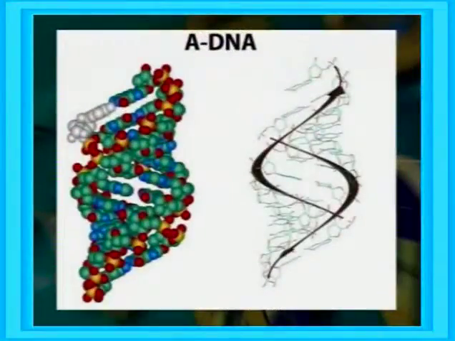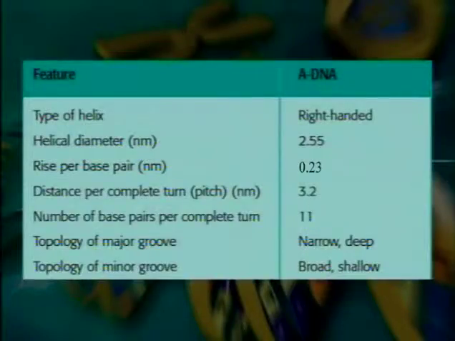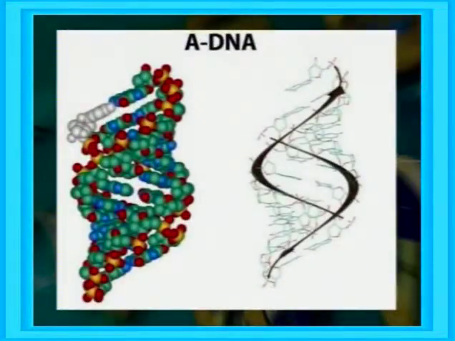A-form DNA is also a right-handed duplex, but the rise per base pair is 0.23 nanometer and the number of base pairs per helical turn is 11. A-DNA is more tightly wound than B-DNA, and the differences between the major and minor grooves are reduced.